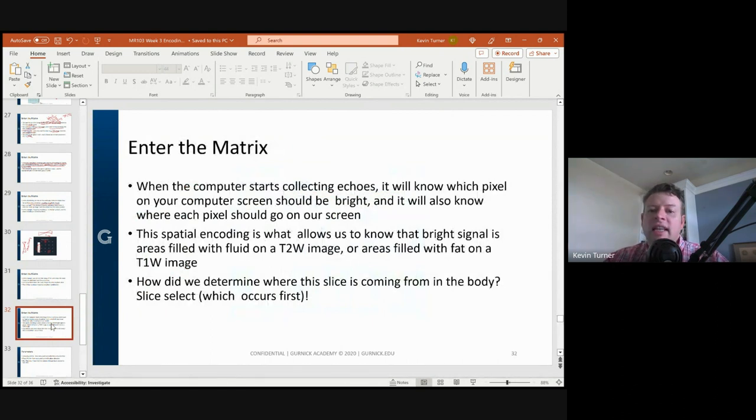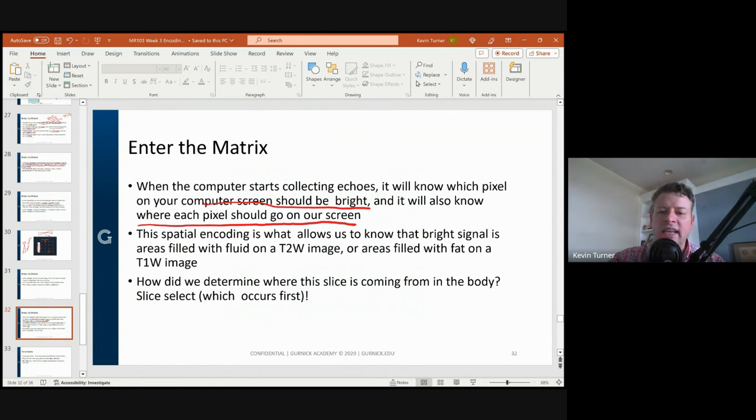So when the computer starts collecting echoes, it will know which pixels on your screen should be bright and also where each pixel should go on your screen. Where the pixel goes on your screen is encoding. Whether that pixel is bright or not is contrast. Where? Gradients. Color? Contrast. Brightness is contrast. Where the pixel goes is the gradient. So spatial encoding is what allows us to know that bright signal is areas filled with fluid on T2 weighted or areas filled with fat on T1 weighted.